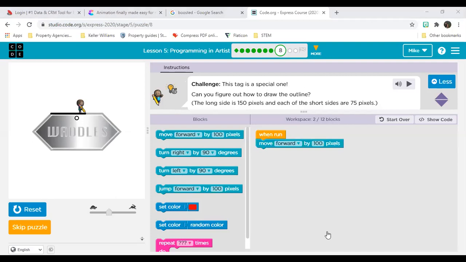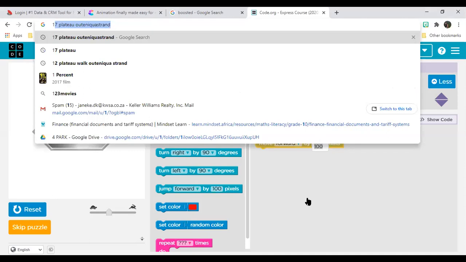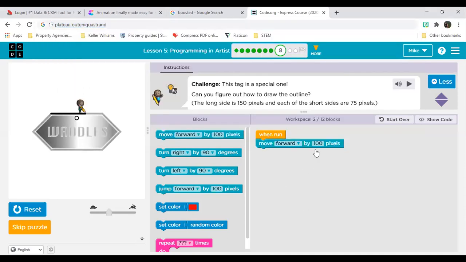Okay, so guys, the first thing I have to change with my code that I already have in here is our long side. Our long side is 150 pixels. Okay, now I am going to turn. Now I want you guys to tell me, am I going to turn left or am I going to turn right?